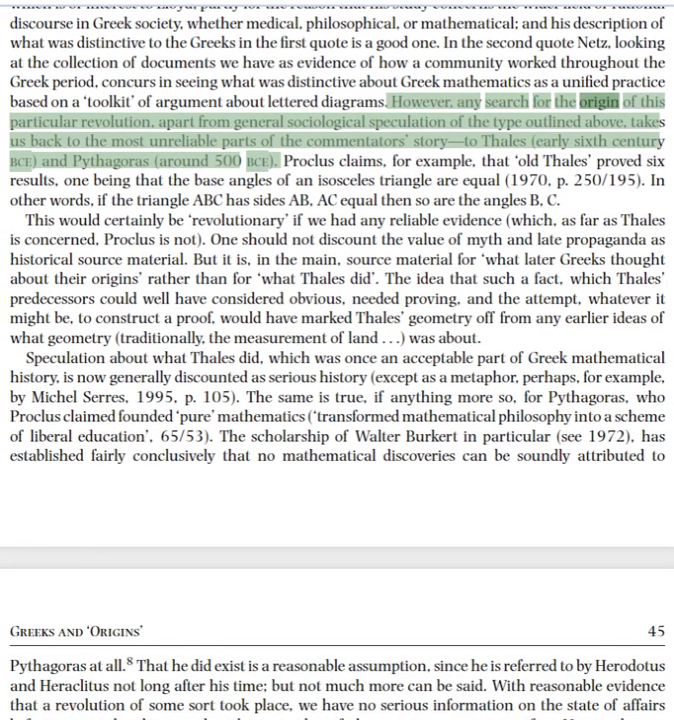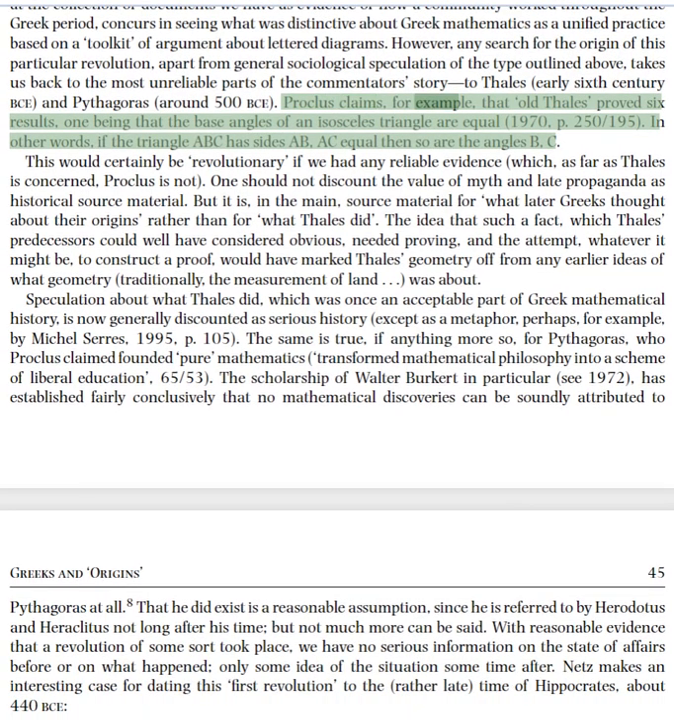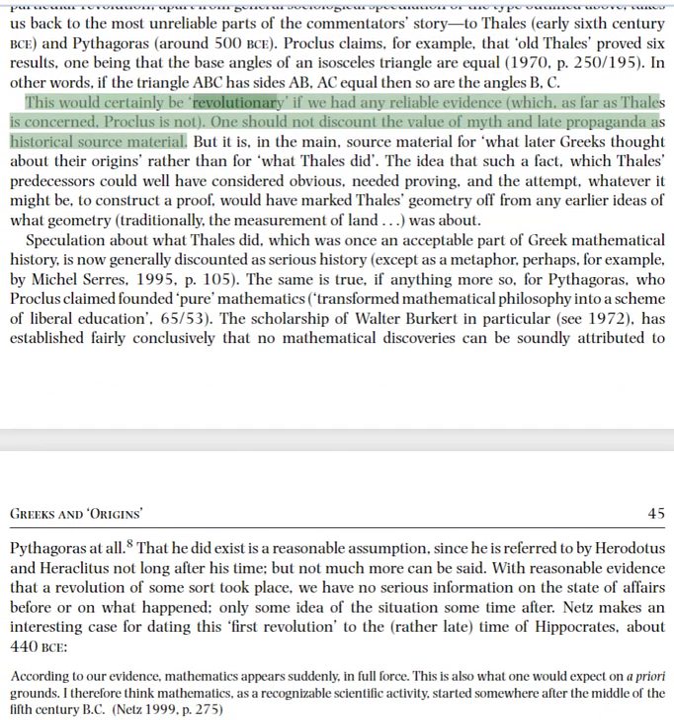However, any search for the origin of this particular revolution, apart from general sociological speculation of the type outlined above, takes us back to the most unreliable parts of the commentator's story, to Thales and Pythagoras. Proclus claims, for example, that old Thales proved 6 results, one being that the base angles of an isosceles triangle are equal. In other words, if the triangle ABC has sides AB, AC equal, then so are the angles B, C. This would certainly be revolutionary if we had any reliable evidence.